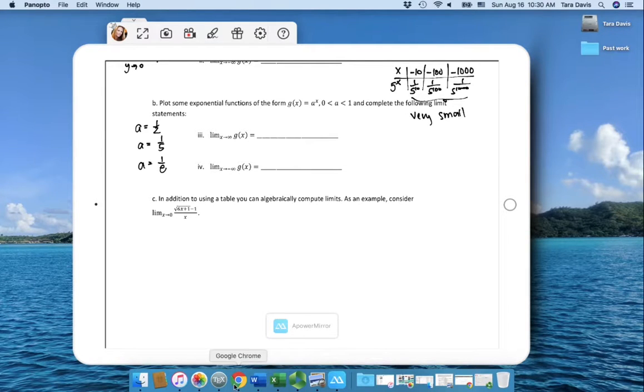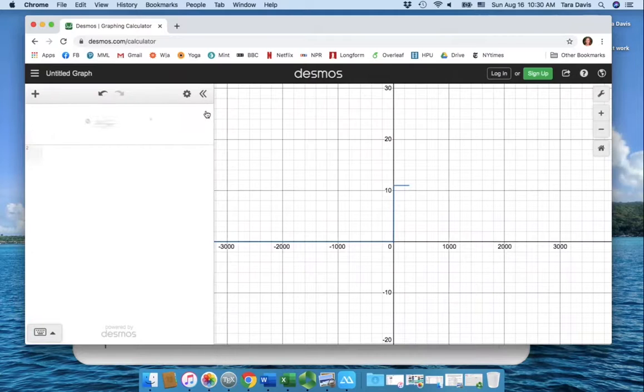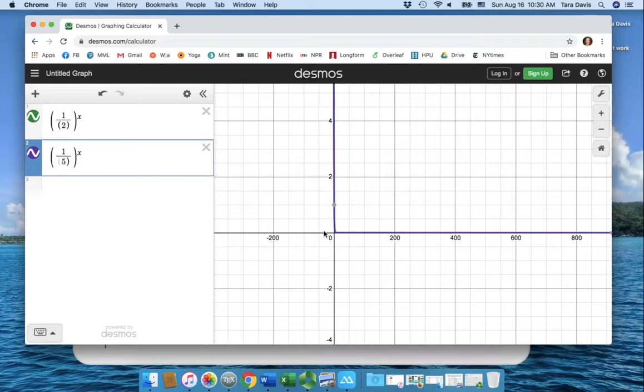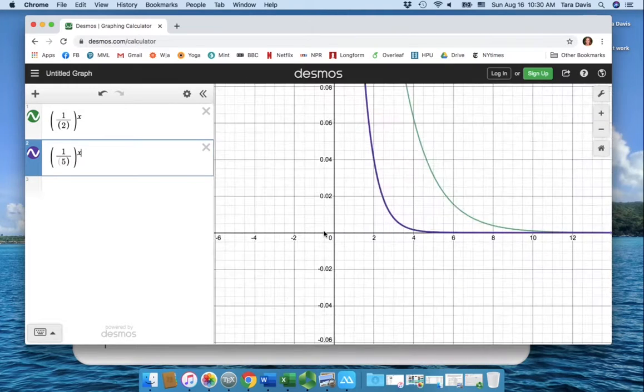So let's look at them. If a equals 1/2, then I would have 1/2 to the x power. Look at that graph, okay? I can also plot 1/5 to the x power. It almost looks similar. They're on top of each other. The purple one covered the green one. If I zoom way in, we can start to see that they're technically different.